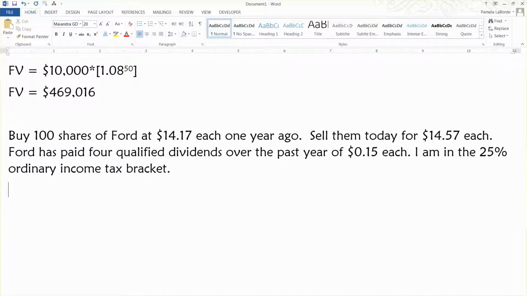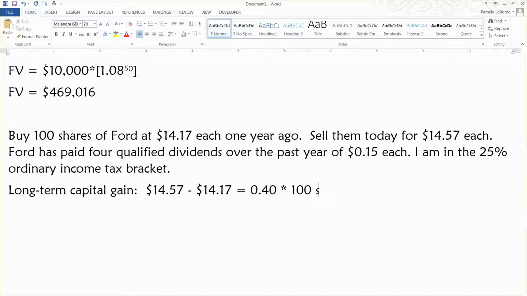Based on that information and the fact that I sold it after owning it for 1 year, that makes the gain that I received, because I did receive a gain and I have to pay taxes on that gain, classified as a long-term capital gain. And the amount of that gain is going to be the 1457 minus the 1417. So that's a gain of 40 cents a share, and I own 100 shares. So I have a gain of $40.